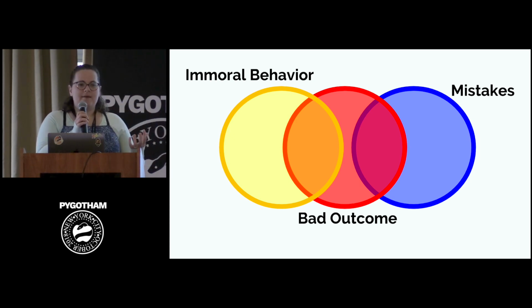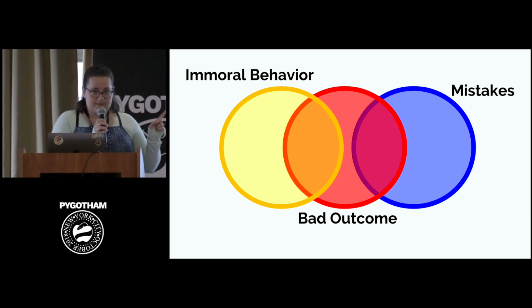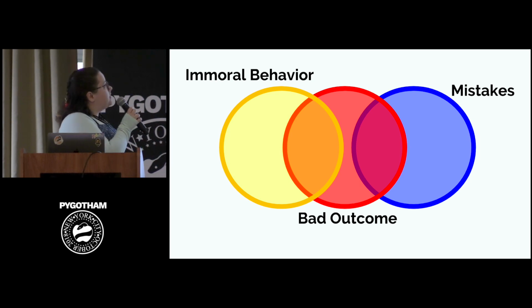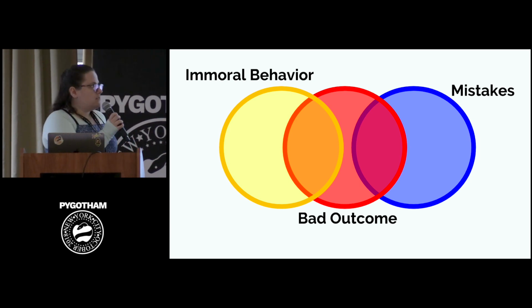Immoral behavior is something that is wrong. This could be accepting a bribe. This could be cutting a corner for some sketchy reason, anything like that. And the blue circle are mistakes. Mistakes don't necessarily have bad motives, but they just kind of happen. So this could be something that maybe you didn't catch in your testing. No malice, but we're not perfect. And so our code isn't 100% perfect, right? And I personally want to talk about the overlaps between immoral behavior and bad outcomes, and between mistakes and bad outcomes. This is because I worked as a civil engineer before I came to software development.